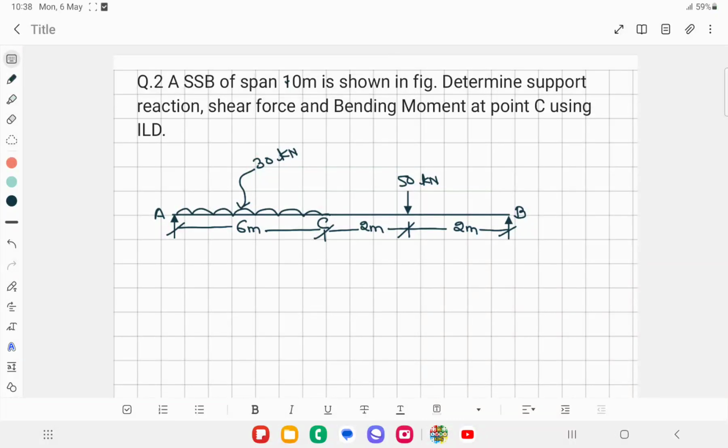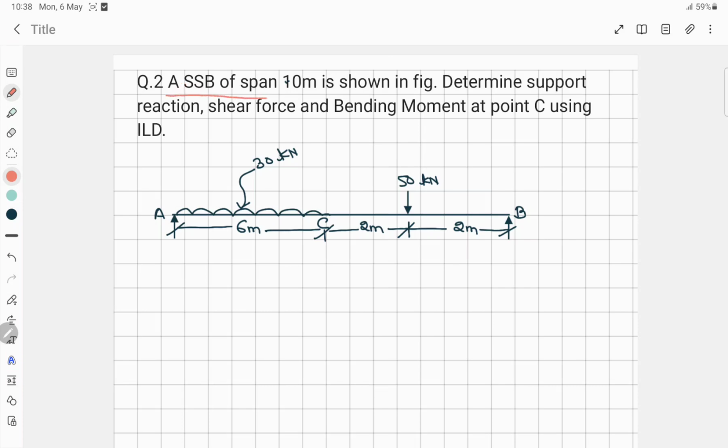In today's video, I will be solving a problem based on influence line diagram. So, this is the question. A simply supported beam of span 10 meter is shown in the figure here. Determine support reaction, shear force and bending moment at point C using the influence line diagram method. So we have to find the reaction, shear force and bending moment at point C. So this is the question.